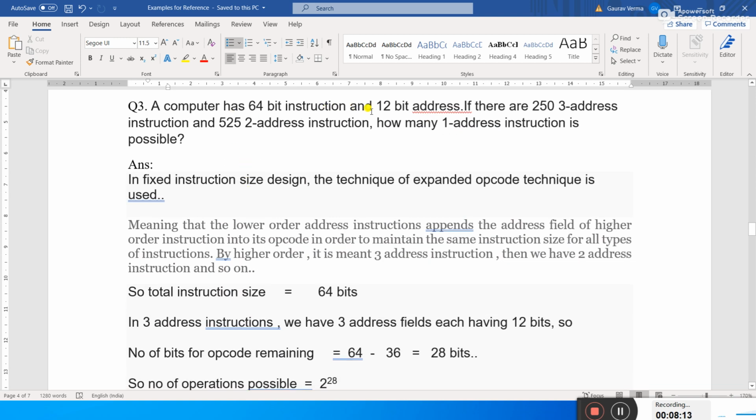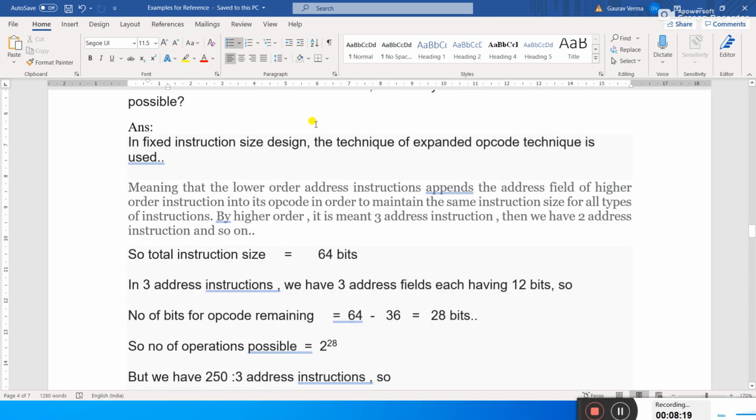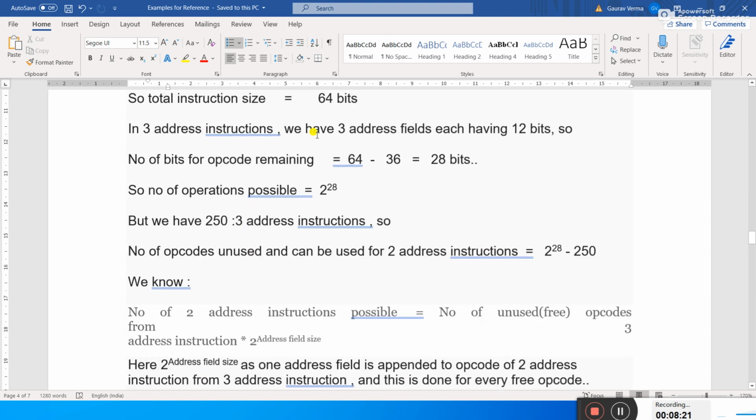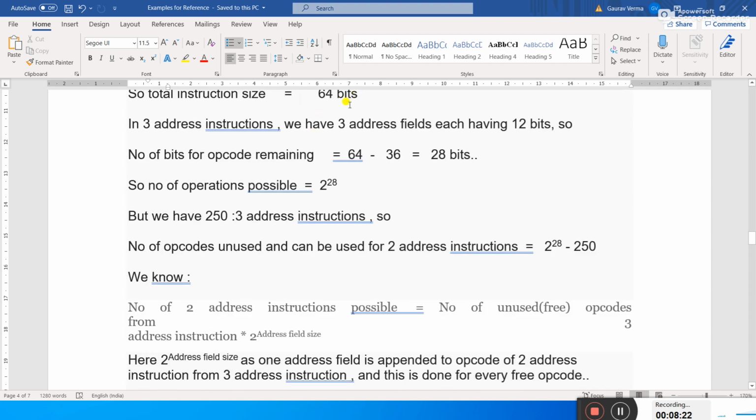Next is a 64-bit instruction, 12-bit address, with 253 three address instructions and 525 two address instructions. Now let's see. In a 64-bit instruction, the 3 address fields will have a total of 36 bits. So we get 28 bits from here. So 2 to the power 28 instructions are possible.